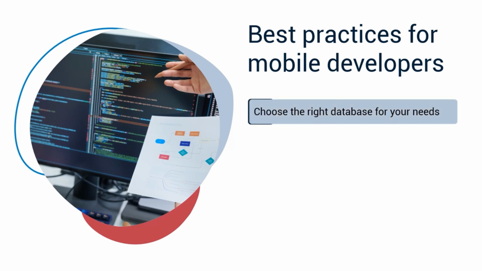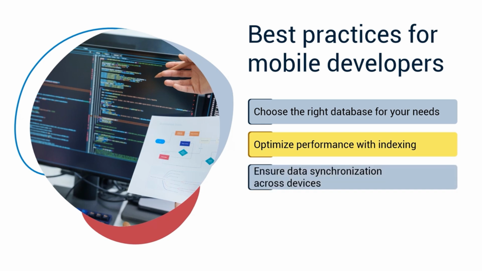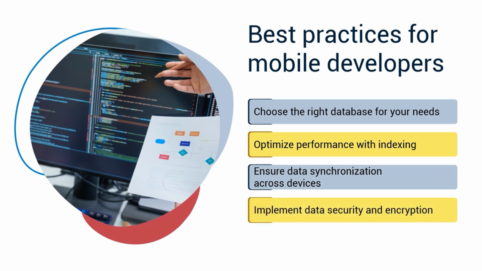Choose the right database. Depending on application's needs, select the most suitable embedded database. Optimize performance. Implement indexing and efficient queries for quick data access. Handle data synchronization. If your app needs to sync across devices, opt for databases like Couchbase Lite or Realm that support easy syncing.